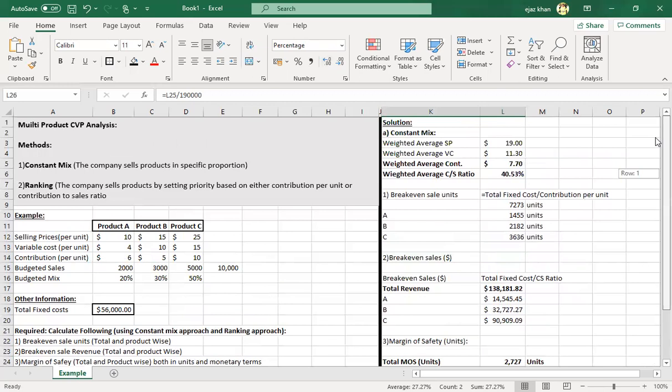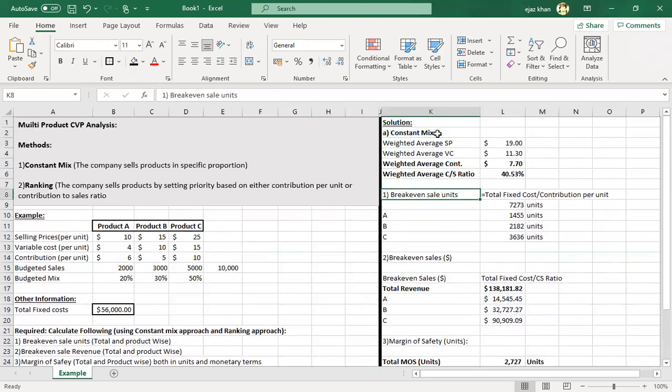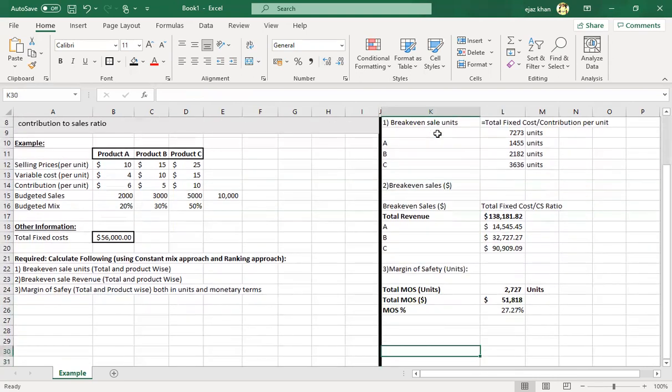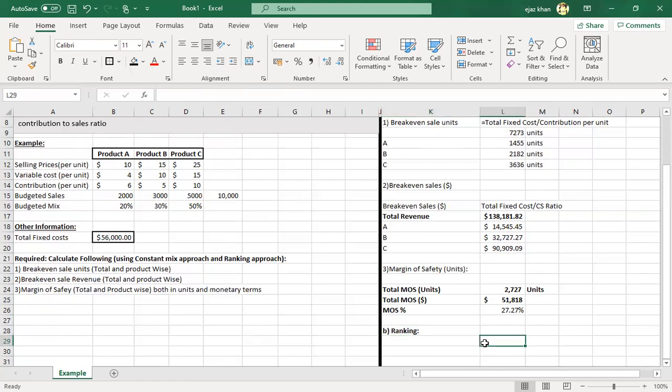So we have solved this question assuming constant mix. Now let us calculate the same values, break-even sales units, margin of safety, using the ranking approach. Ranking approach, in which we have to rank the products based on either per unit contribution basis or CS ratio basis. So both could be used. So let me do it on the basis of CS ratio first.